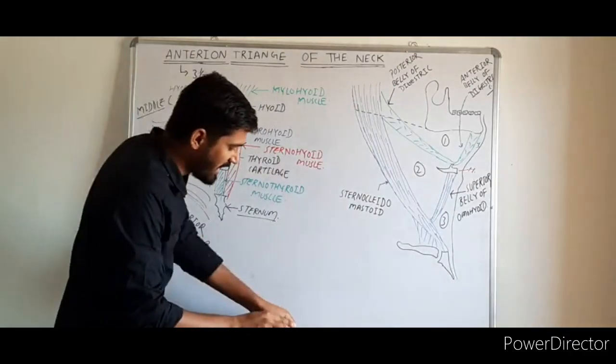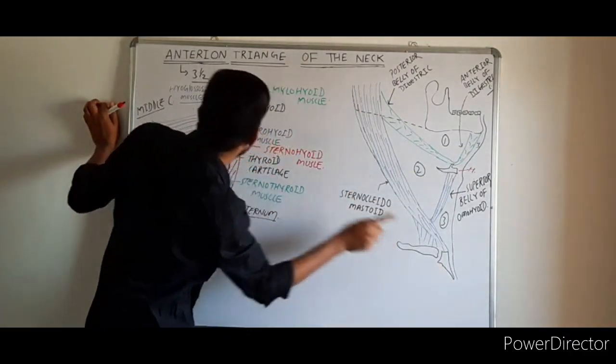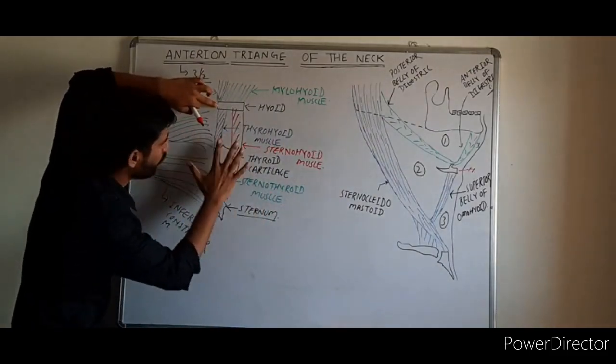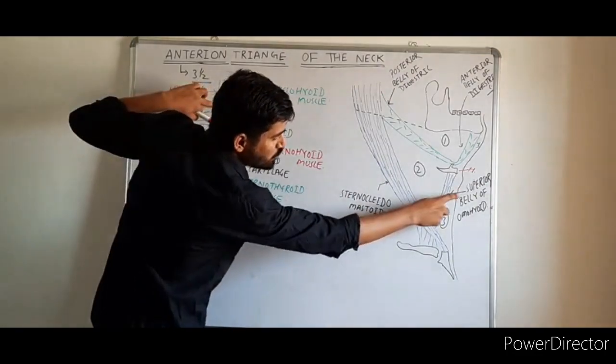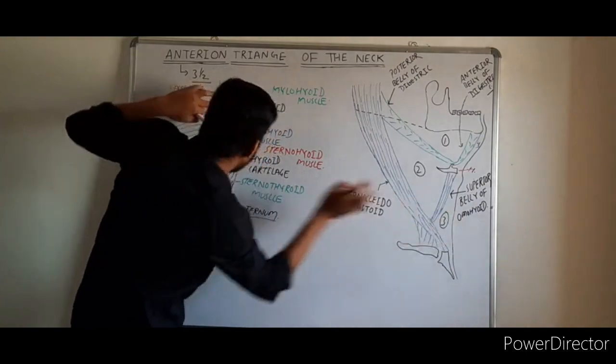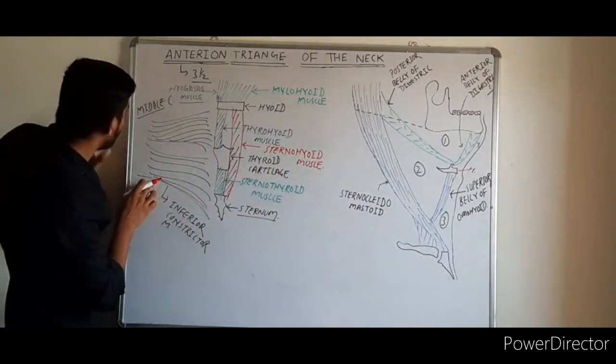Now you tell me just one thing. Here is the hyoid, here is the sternum. These are the floor. Now these muscles: the superior belly of the omohyoid. We have to show the superior belly of the omohyoid. I am drawing from here to here.